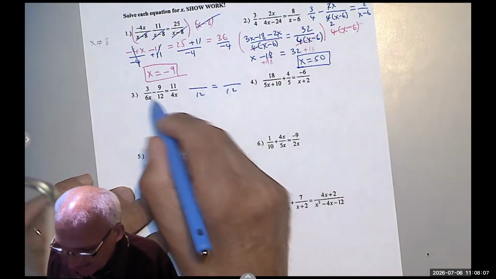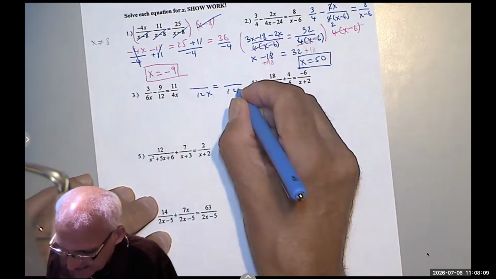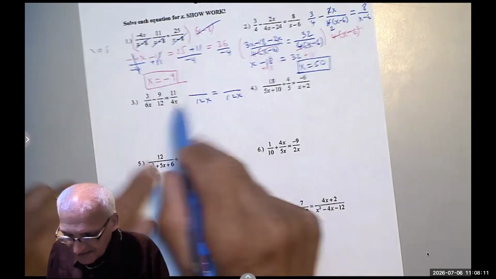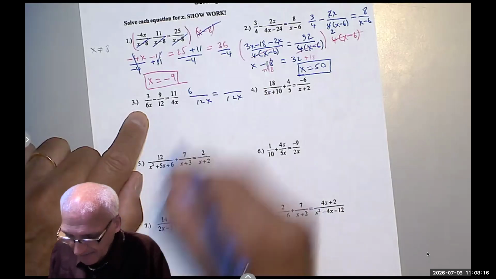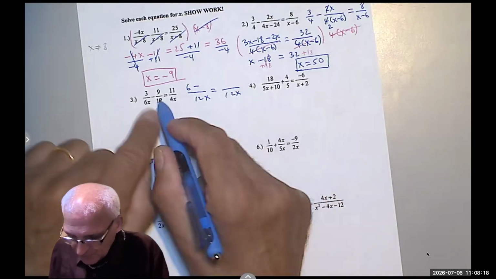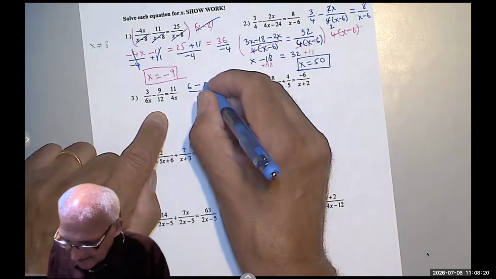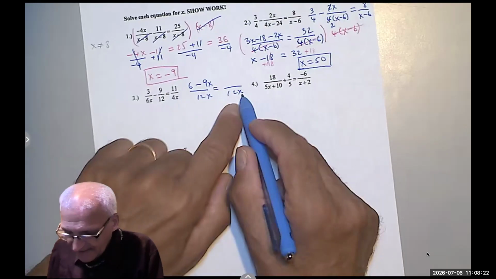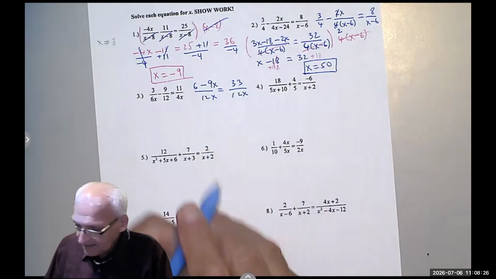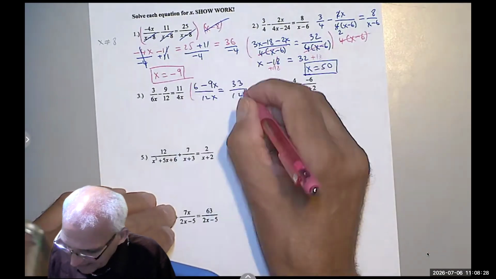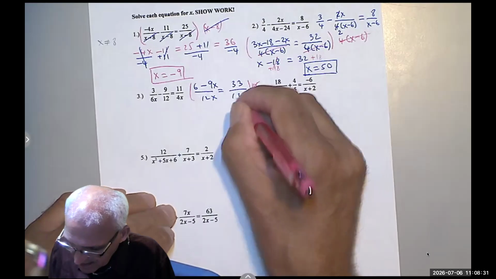I have x, nothing x, so it's 12x. 12x divided by 6x is 2 times 3 is 6. Minus 12x over 12 is x times 9 is 9x. And 12x over 3x is 3 times 11 is 33. I'm going to multiply both sides by 12x.